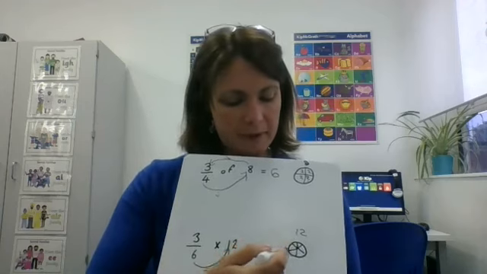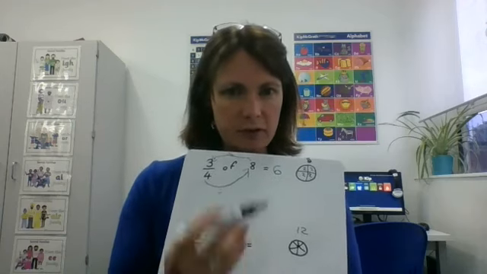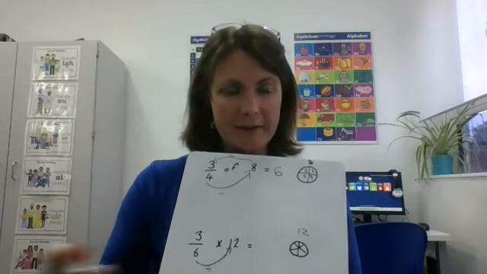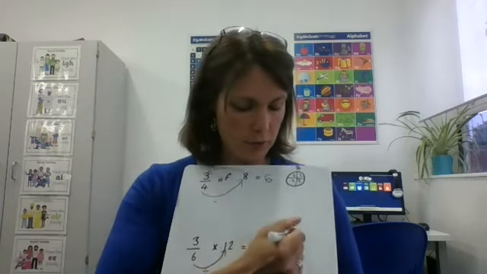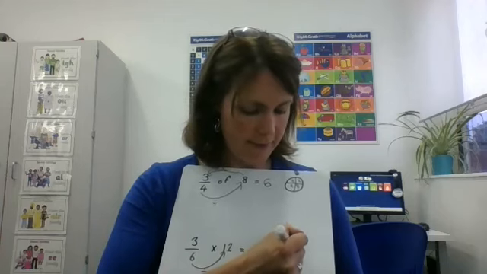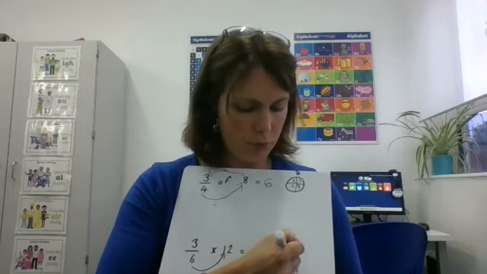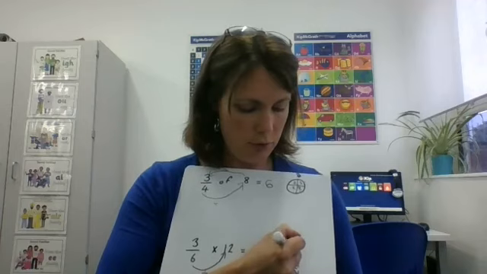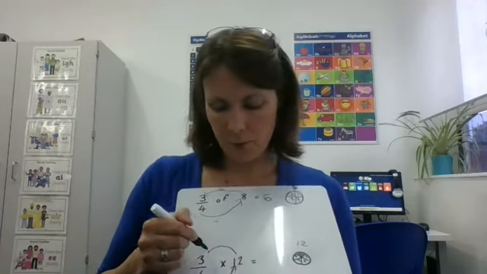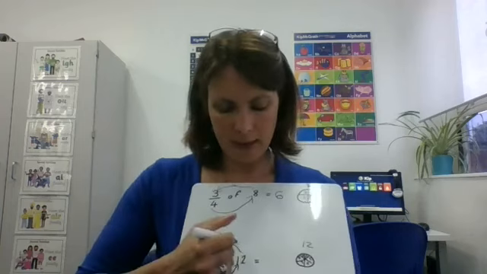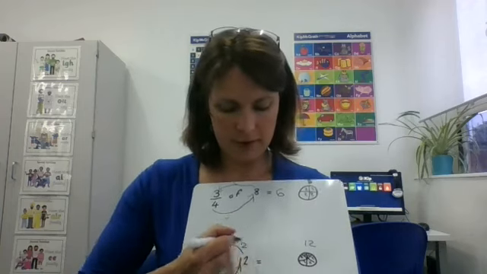So what does that mean for each section? How much have I got in each section if I divided it into 6 equal pieces? I shared it into 6. 6s into 12 go 2. So again, each of these sections is 2. And then it wants me to have 3 out of those 6.